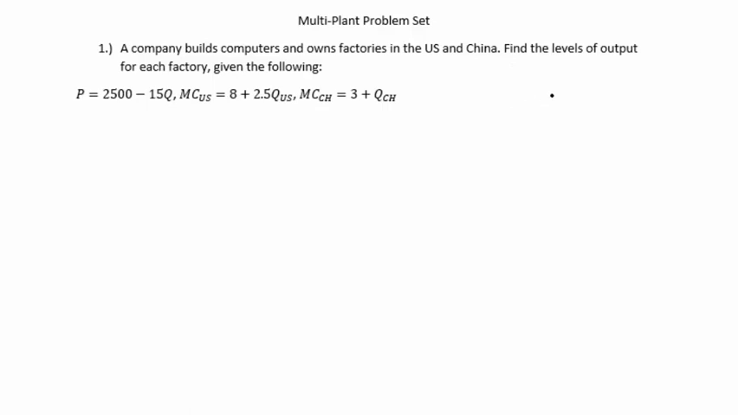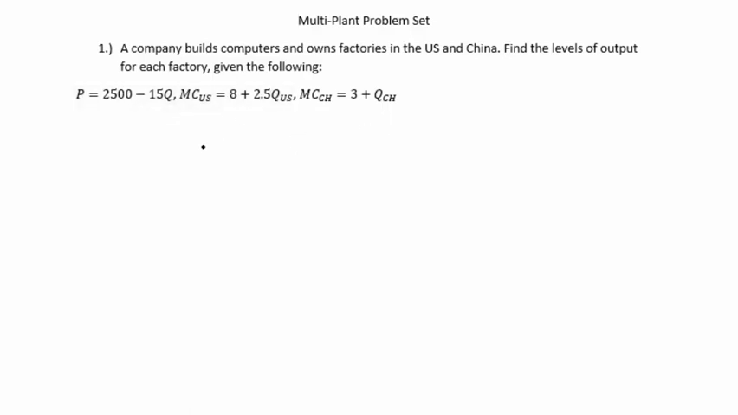for each factory. And we're given the following price function of P equals 2,500 minus 15Q, and then a marginal cost for the US factory of 8 plus 2.5Q per US, and we're given a marginal cost for the China factory of 3 plus quantity of China.